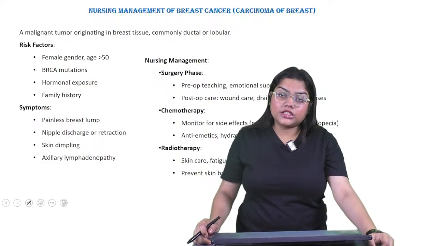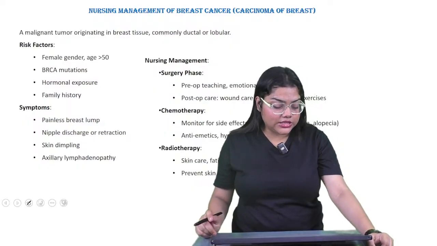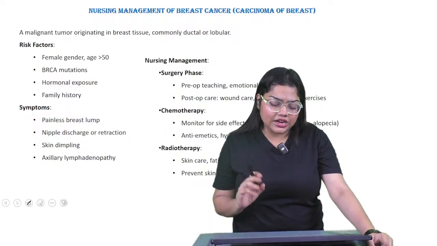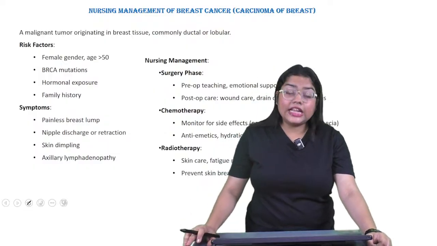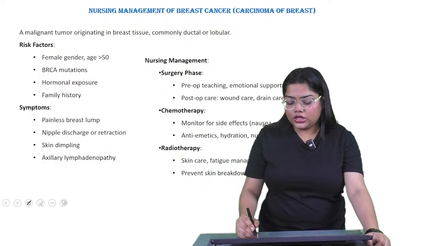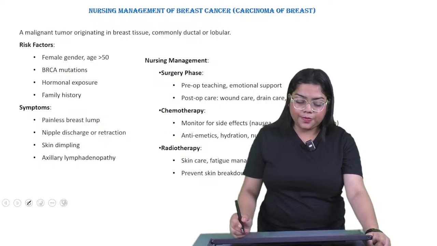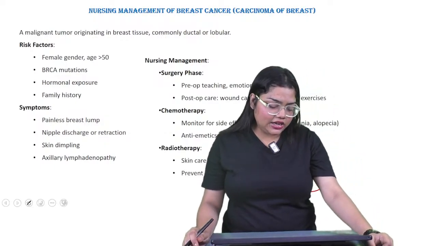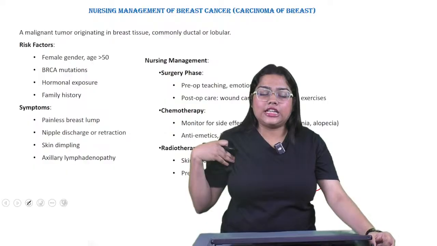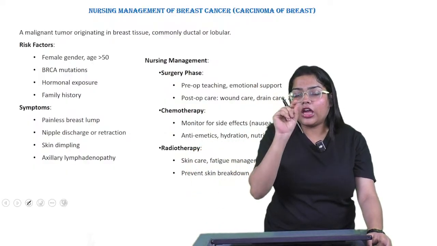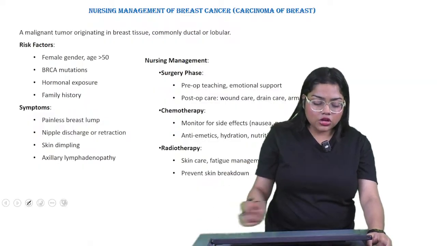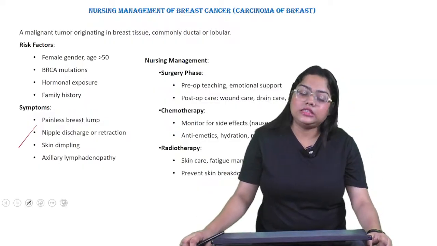Then symptoms. What are the symptoms? They include painless breast lumps, nipple discharge and retraction, or cracking of the nipples. Then skin dimpling. If it is a breast, there will be a sudden, unexplained dimple. And axillary lymphadenopathy: in the axillary area the lymph nodes will be swollen, or a lump will be created. So those are the symptoms of breast cancer.